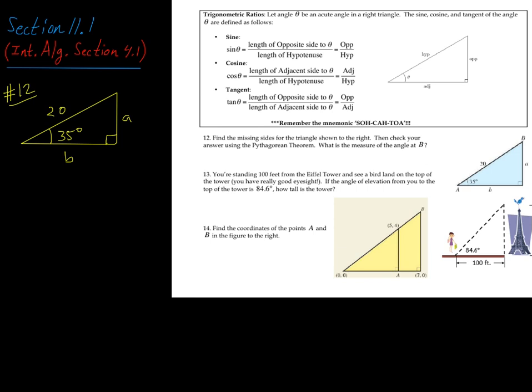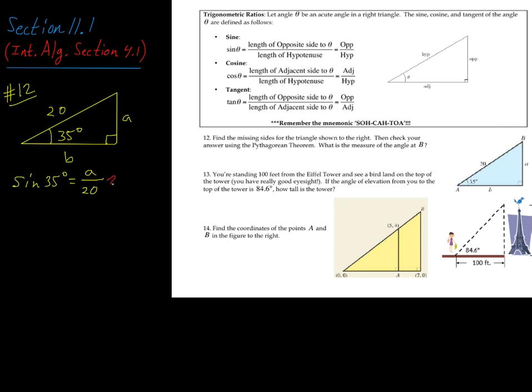Okay, so let's first address the side lengths here, the sides A and B, and I've just copied the triangle over here for our reference. If I want to find the length A first, well, much like what we saw in the last video, A is the opposite side of this triangle, and I can relate that to the known hypotenuse of 20. So opposite over hypotenuse, that's the sine. So I could say that the sine of 35 degrees gives us the ratio of A, the opposite, divided by 20, the hypotenuse.